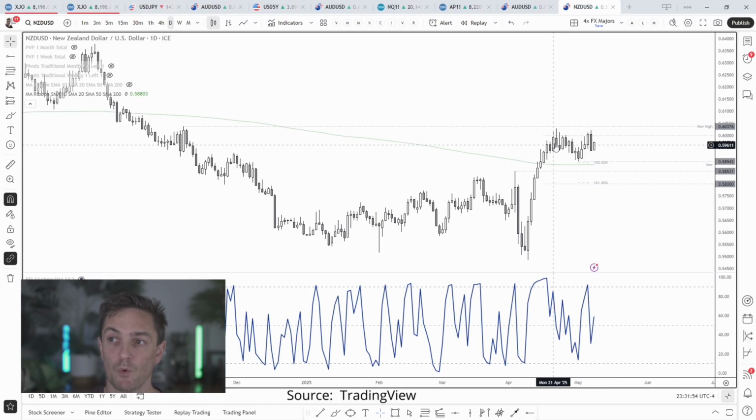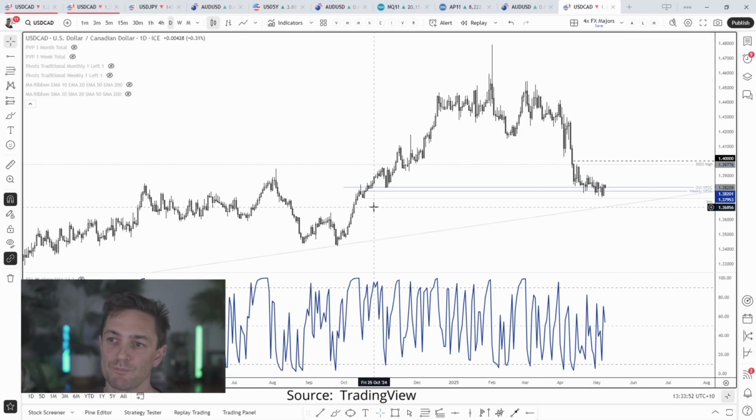And I think what we're seeing here is an ABC correction, which if we get wave equality would only come back down to the 200-day average. However, you can also get a 1.8 projection of an ABC, and that could see prices go down to 58 cents if we get a break beneath the 200-day average.